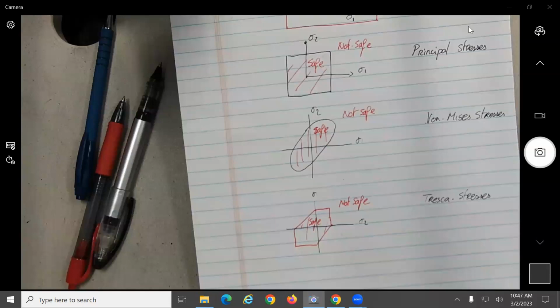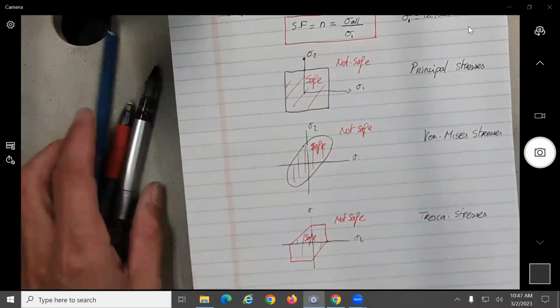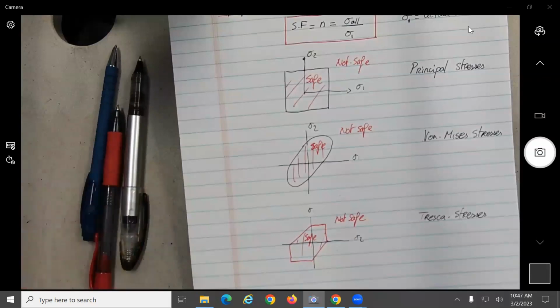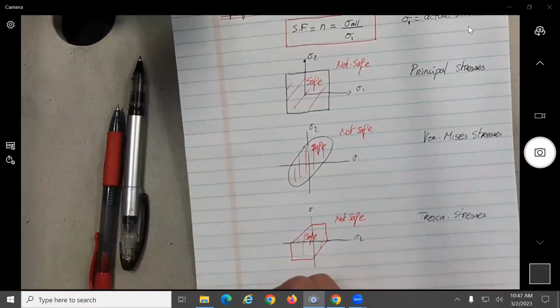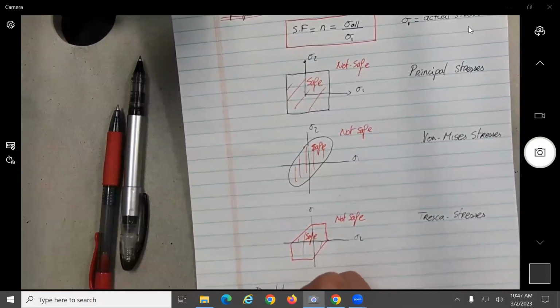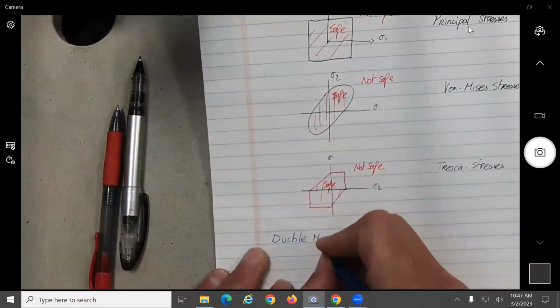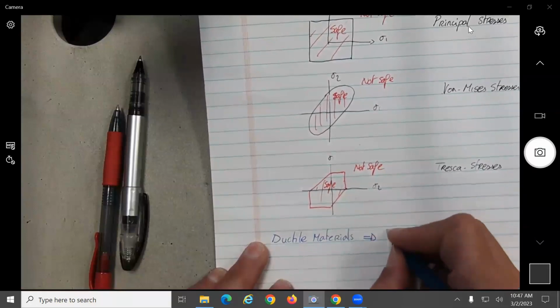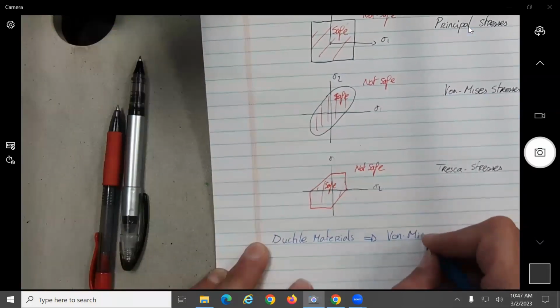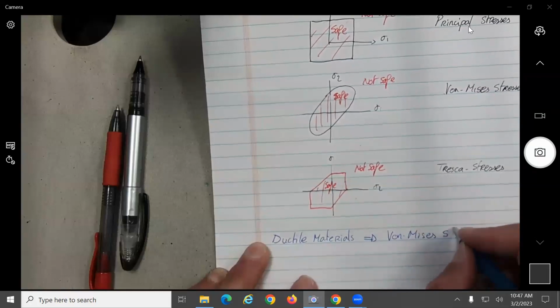I think we already discussed this last time. For example, for ductile materials like aluminum or steel, which method do we generally use? Did we discuss that? I'm pretty sure we did. Oh, we have it here on the page. So remember, for the ductile materials, in most cases we generally use the von Mises stresses.